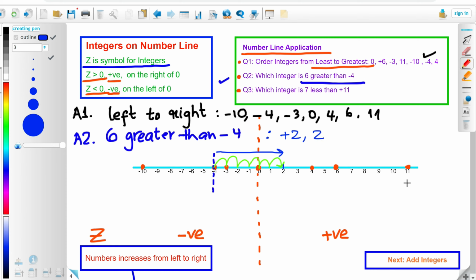So I hope you have understood how we went on a number line 6 units from minus 4 to get our answer. Perfect? Okay, so here is a practice question for you. So this time, I'd like you to answer this question, which is, which integer is 7 less than plus 11? So answer number 3, what do you get? 7 less than 11.